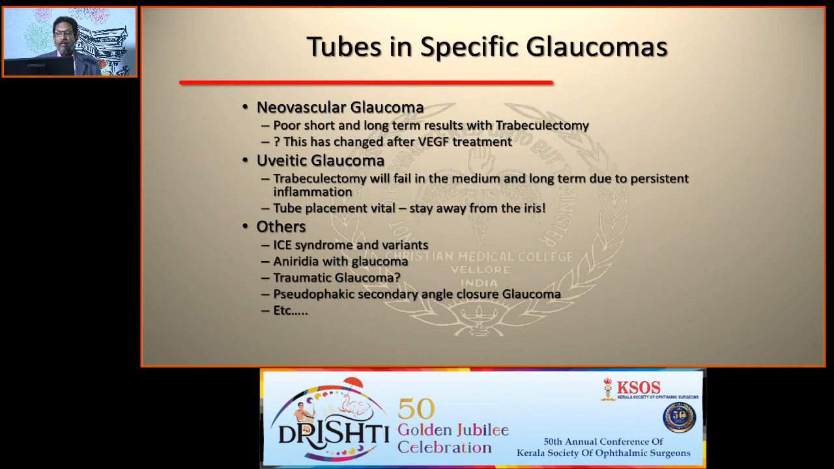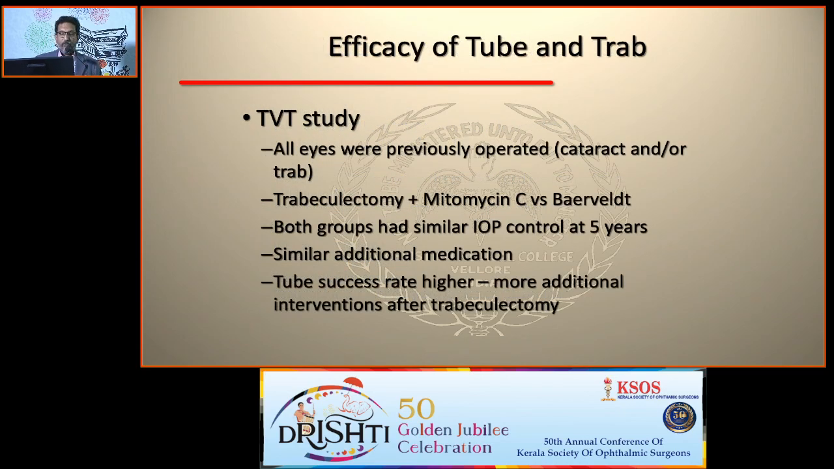So if we go and revise ourselves in tubes in specific glaucomas, then definitely tube is preferable to trab in neovascular glaucoma, uveitic glaucoma, many other odd kinds of glaucomas like ICE syndrome, aniridia, very often in traumatic glaucomas, very often in pseudophakic glaucomas. But that's not what we are here to discuss. The efficacy of the trab versus tube study, again on these kind of glaucomas, they were all previously operated eyes. They all underwent trab with mitomycin or a Baerveldt implant.